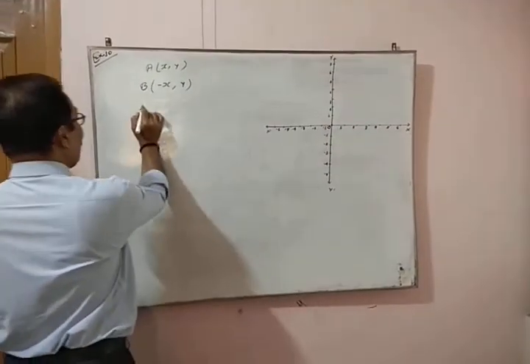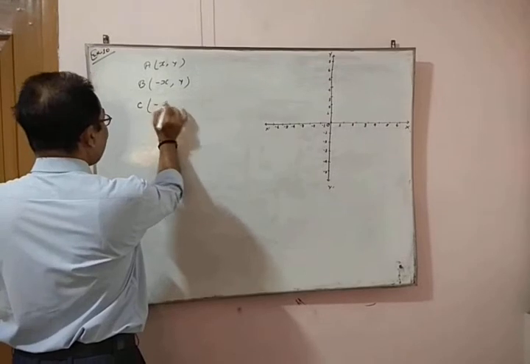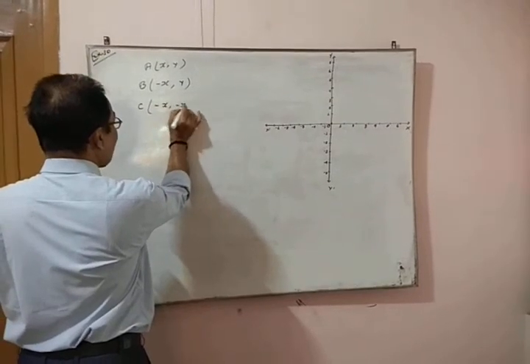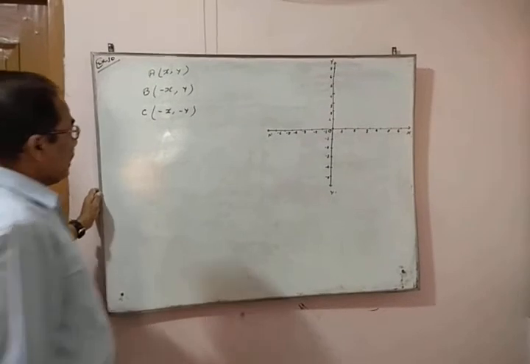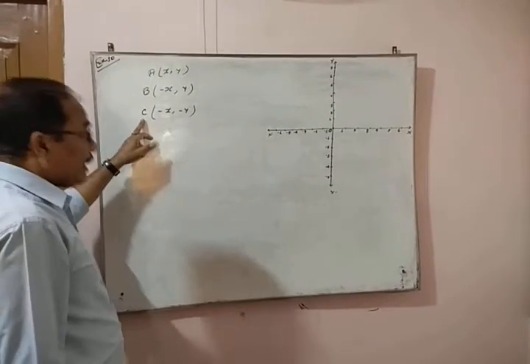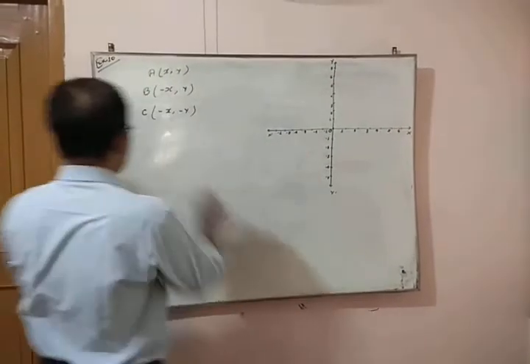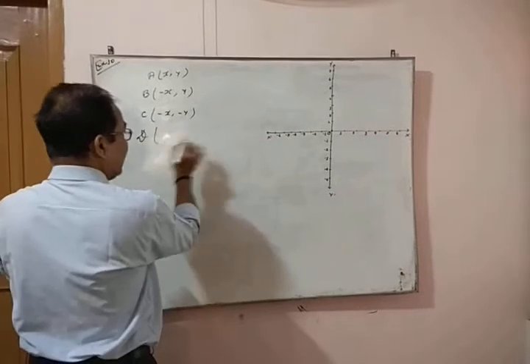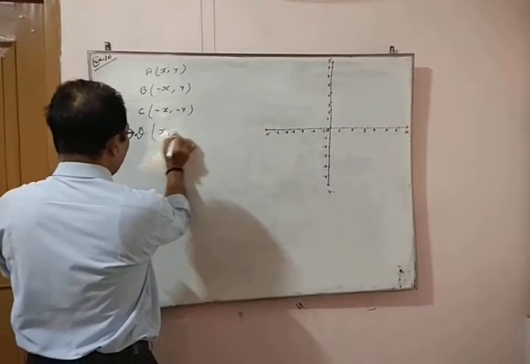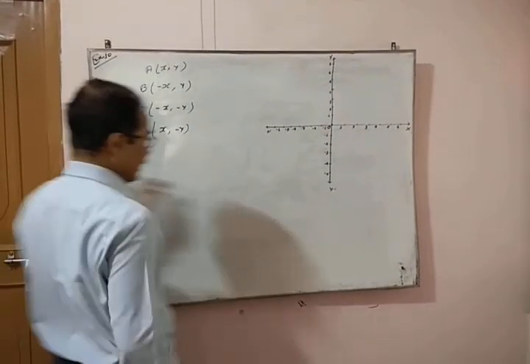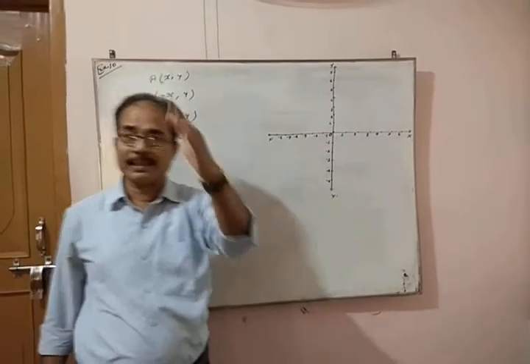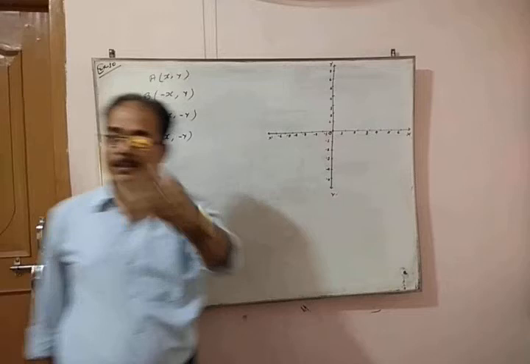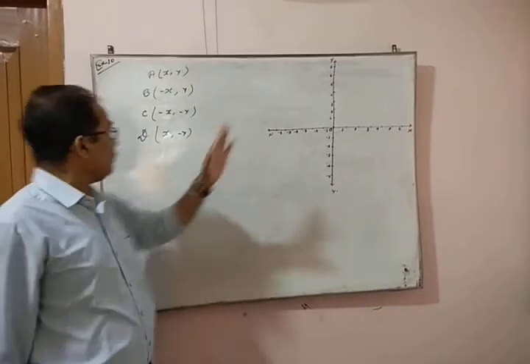Let's see another point whose coordinates are (-x, -y). Remember, x and y are real numbers. Then the point C will lie in the third quadrant, and D having x positive and y negative will exist in the fourth quadrant. You have already done this in the previous classes, about the location of points whose coordinates are given to you.